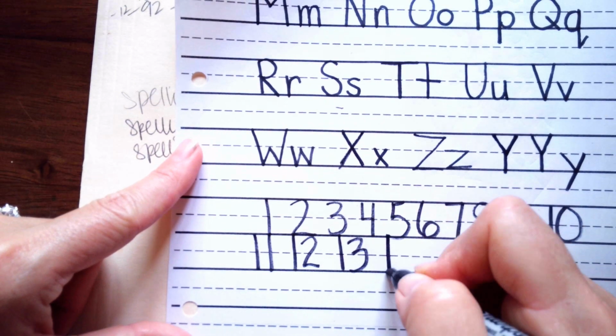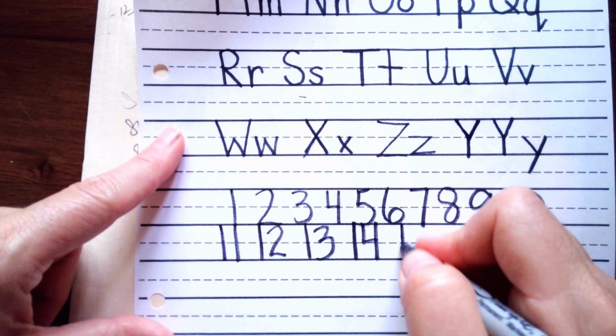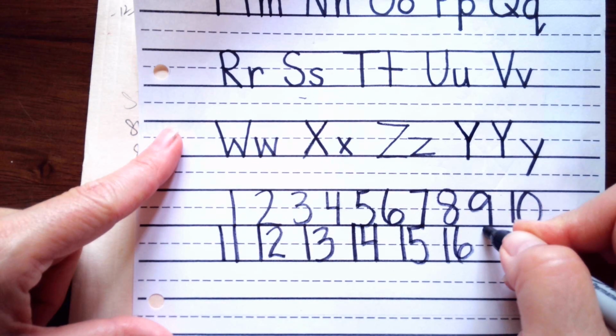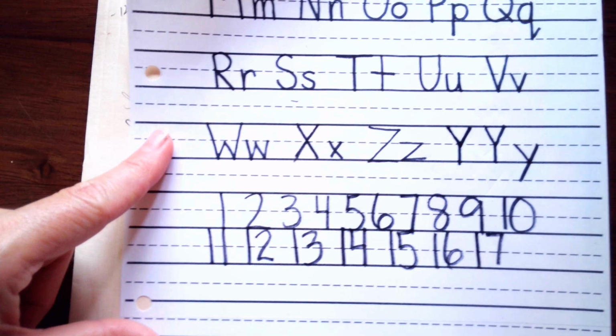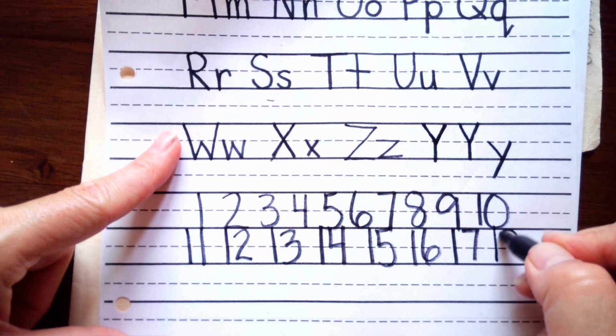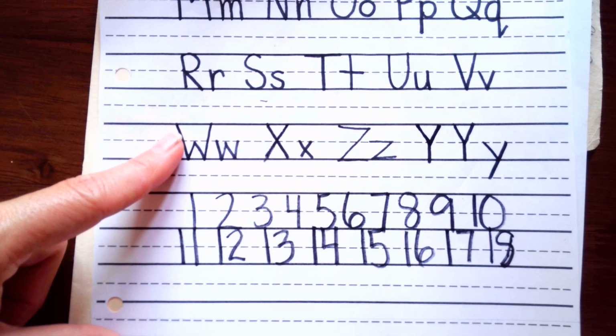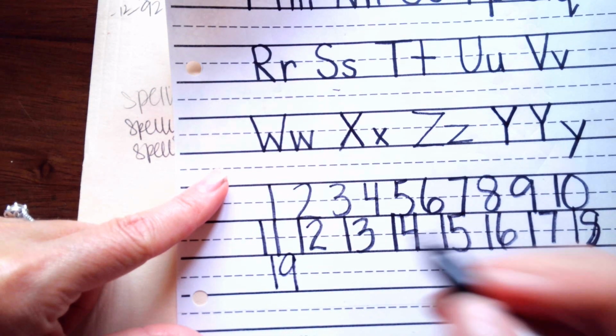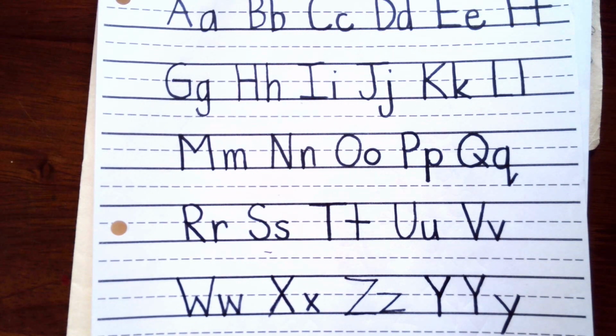13, 14, 15, 16 is a 1 and a 6. 17 is a 1 and a 7. 18 is a 1 and an 8. 19 is a 1 and a 9. And a 20 is a 2 and a 0.